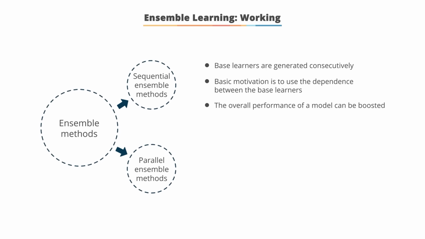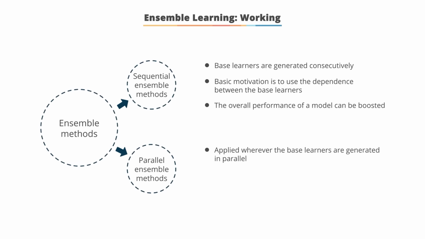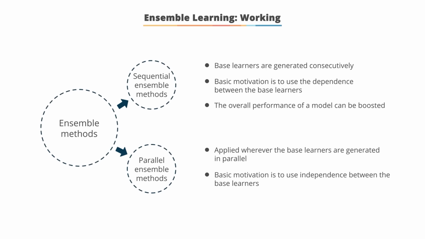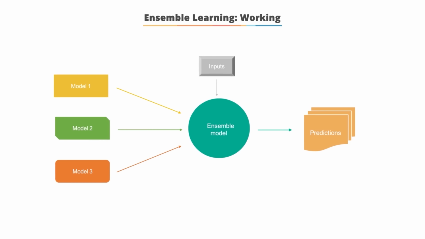Parallel ensemble methods are applied wherever the base learners are generated in parallel, for example, random forest. Since the errors are often reduced dramatically by averaging, the basic motivation of parallel methods is to use independence between the base learners. Here in the given diagram, we are using a parallel ensemble method where the different models work best in one or other aspect of data. They are combined in the ensemble model where the best aspect of each of the models is considered upon the input data, and then the ensemble learning model comes up with the predictions.